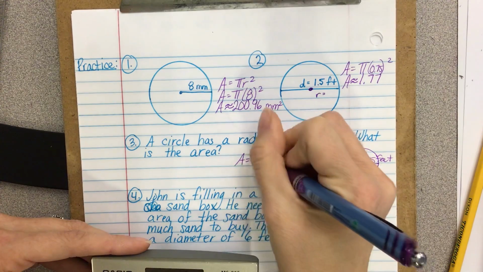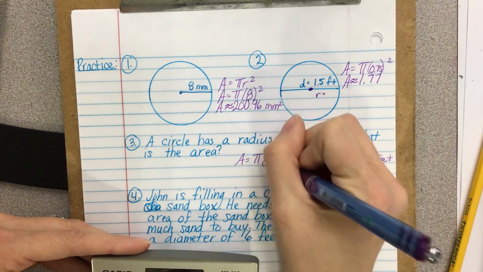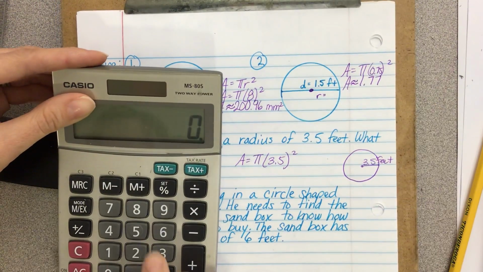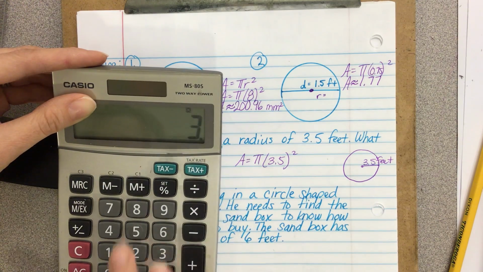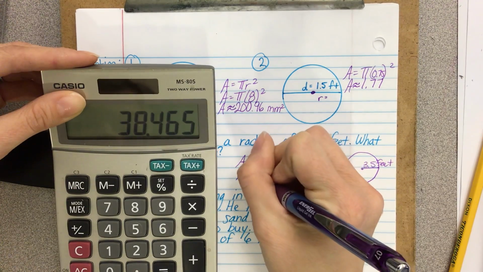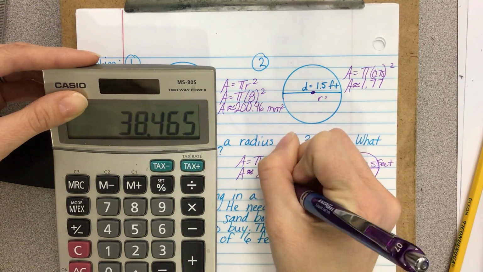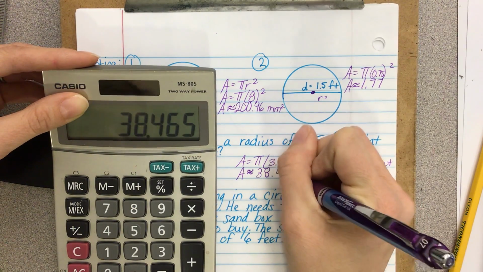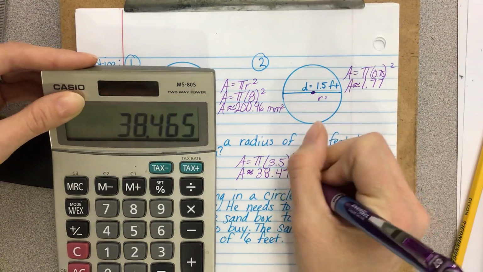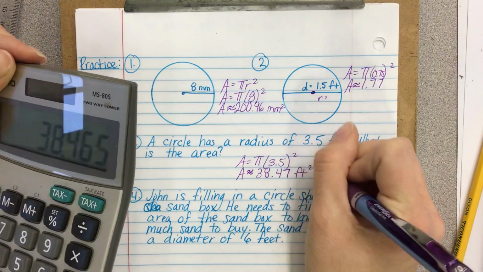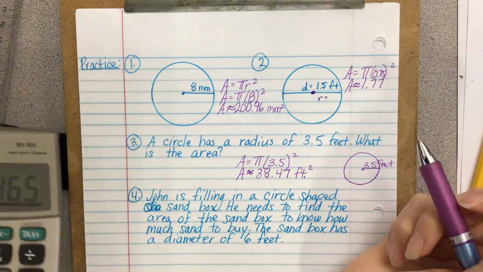So I'm going to do pi times 3.5 squared. So when I put it into my calculator, it's 3.14 times 3.5 times 3.5. All right, so that means the area is approximately 38.47, rounded to the nearest hundredth. And this is feet squared. Remember, area always has that squared symbol there.